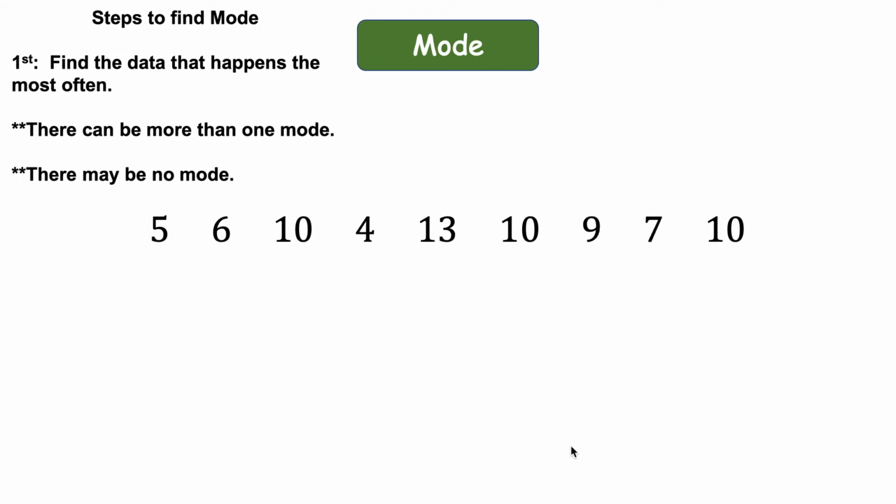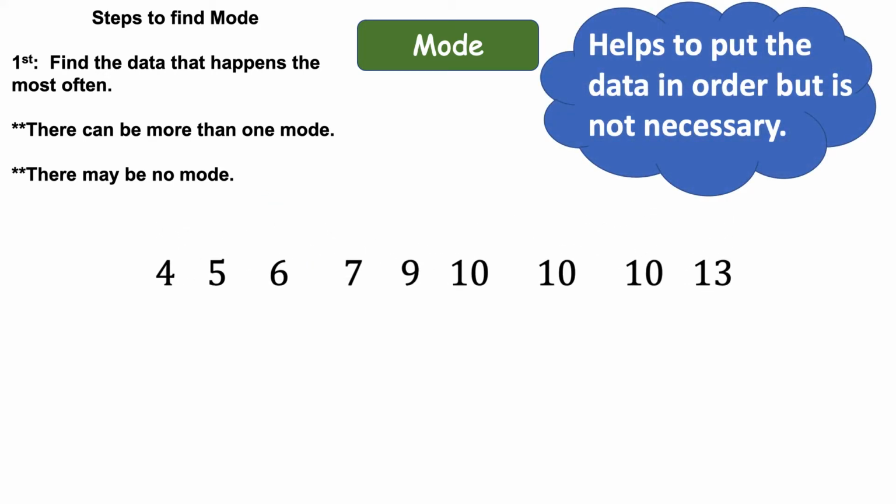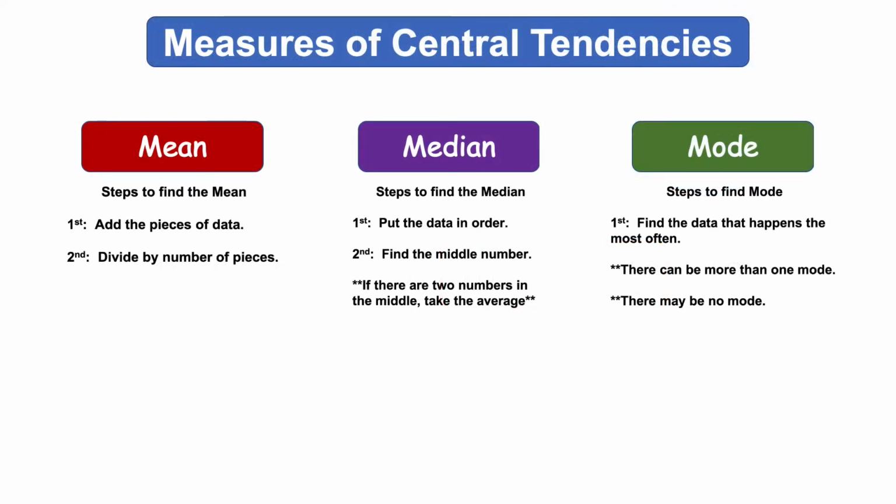With numbers, here's what this looks like. You just look through it, and it looks like the 10 happens the most. So that's your mode, and that's it. Now, it's not necessary, but when you have the numbers in order, it's a lot easier to see. I know with my eyes, sometimes they get lost in all this data, and it's hard for me to see these different things. So putting them in order sometimes does help. That's how you find your mode.